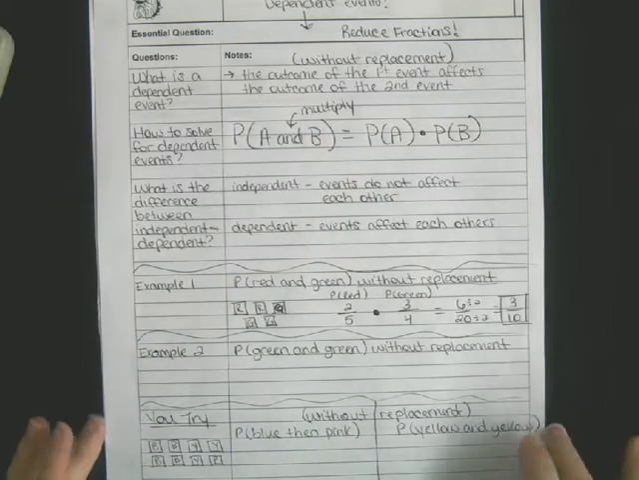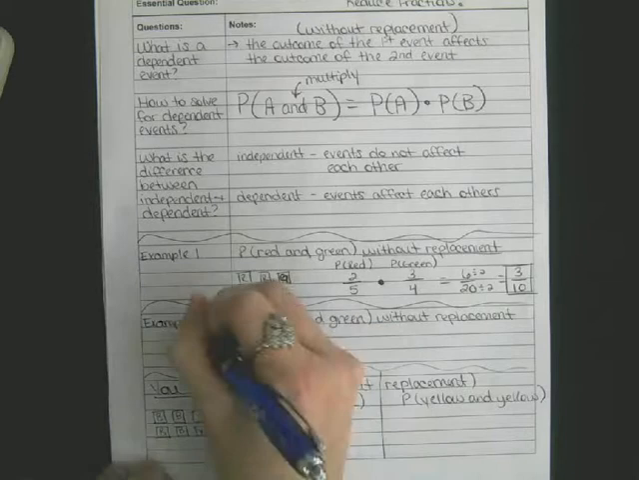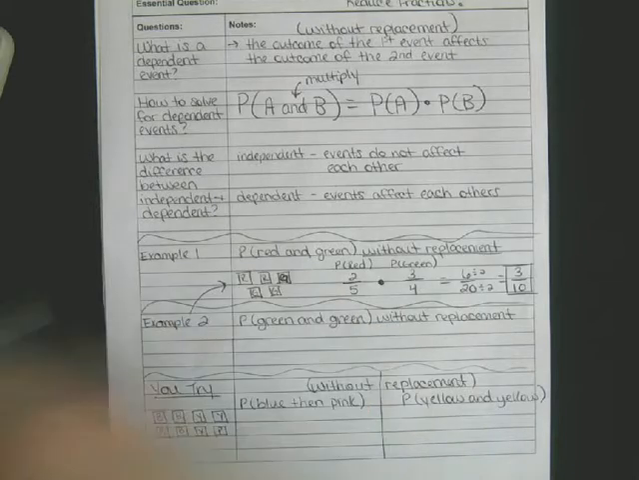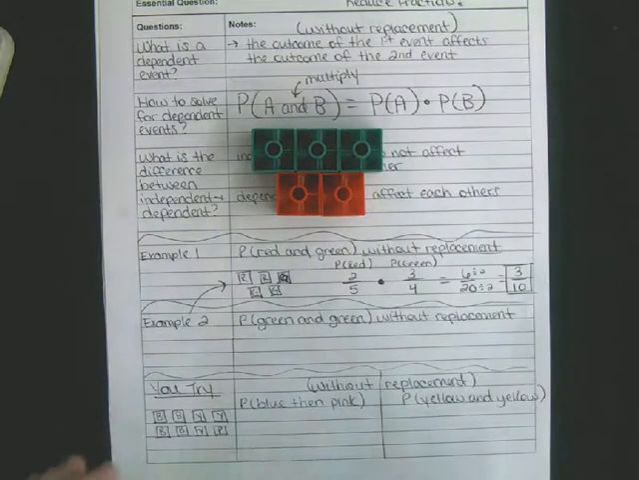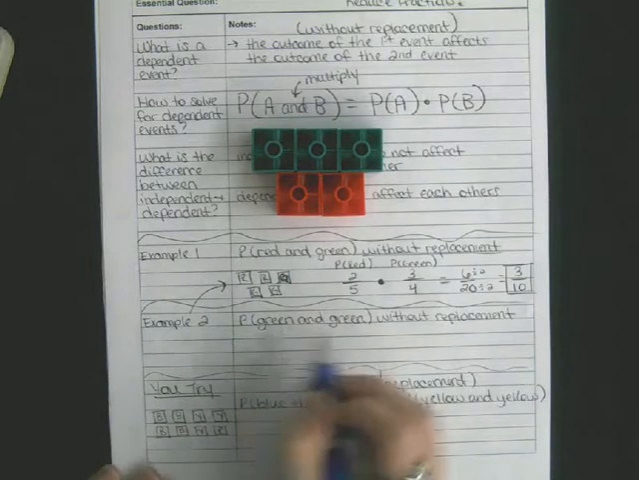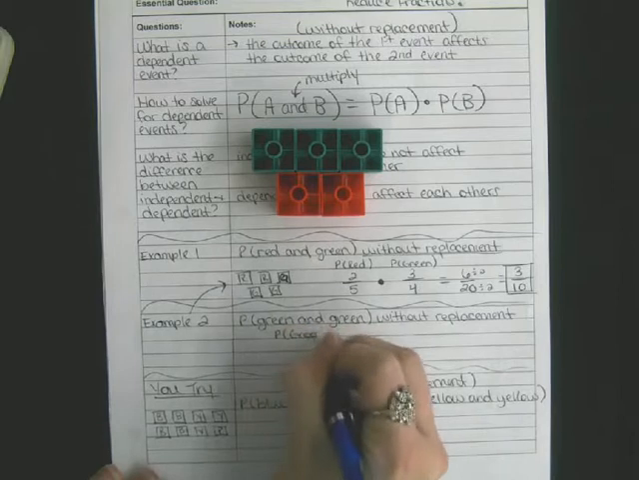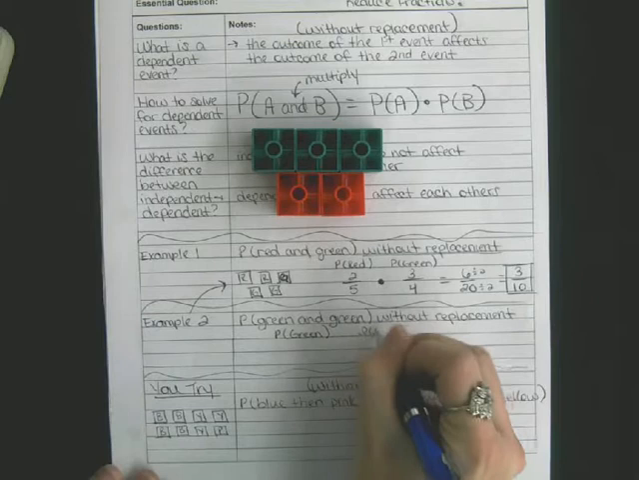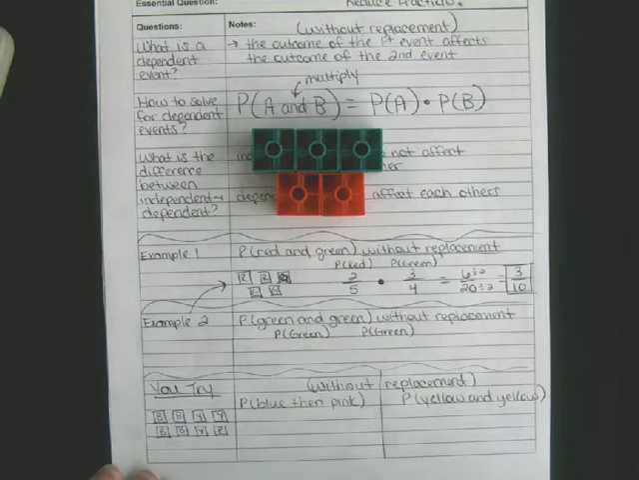Okay, let's do another example together. So, example 2 says the probability of a green and a green without replacement. On example 2, I want you to draw an arrow to your picture you drew before, because we're going to work with the exact same colors, the same cubes, same numbers, everything. So, we want to find the probability of green and green. So we have to find the probability of green. Then we have to find the probability of picking another green. And again, this is without replacement. Without replacement tells you it's a dependent event. What happens first is going to affect what happens second.